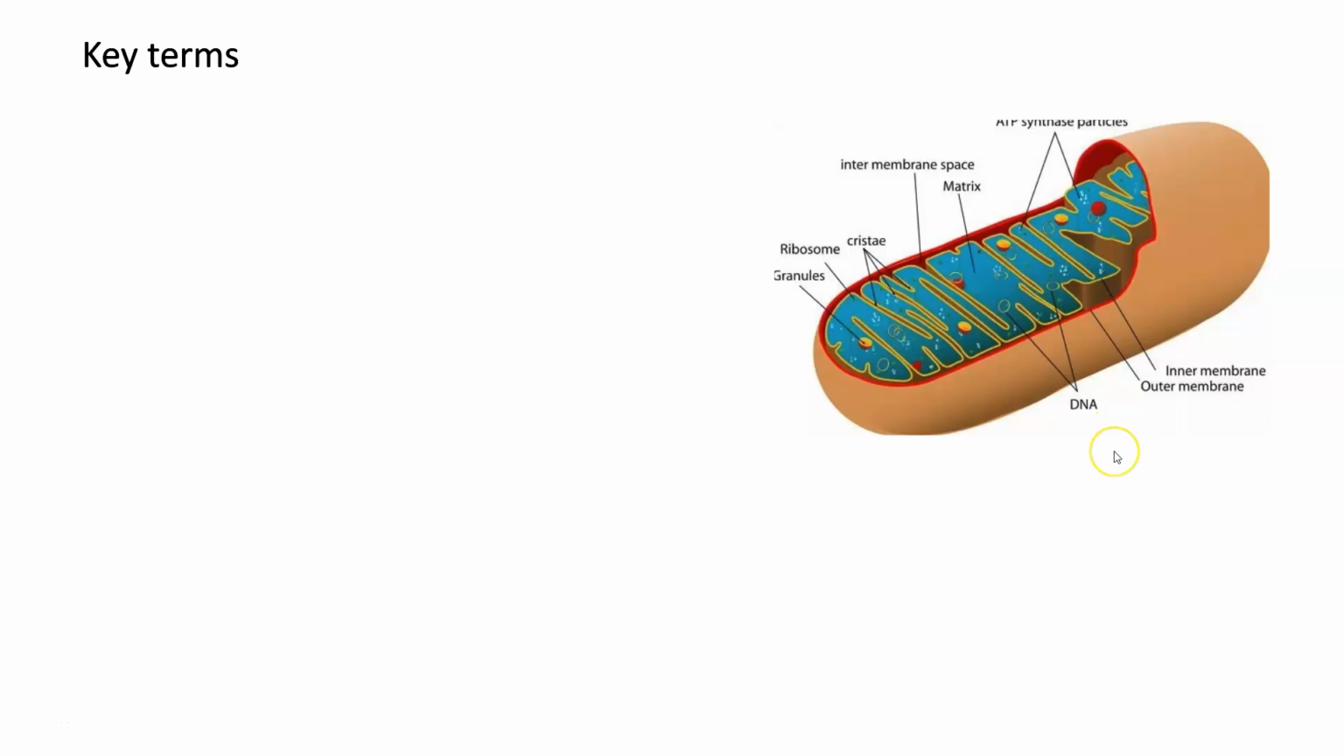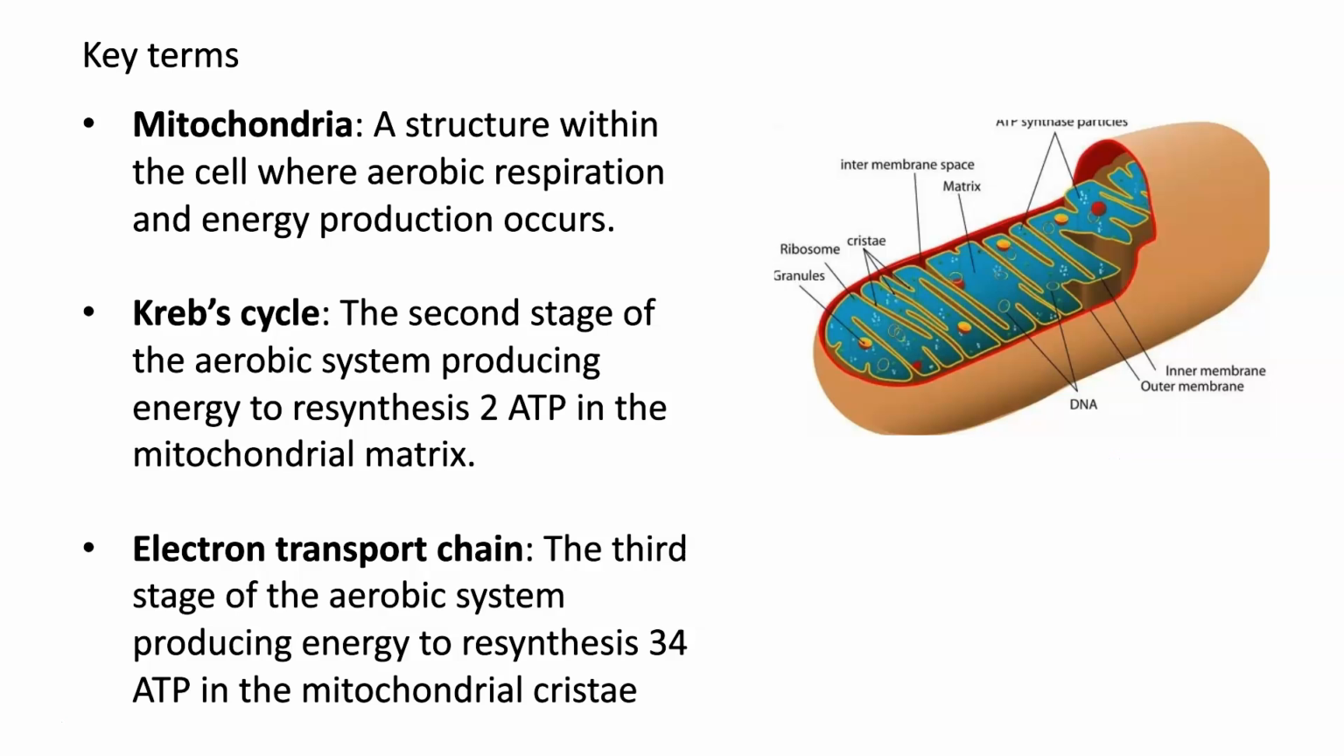So, key terms that we must be aware of for the aerobic energy system, specifically this screencast, are these here. First of all, mitochondria. Mitochondria is where aerobic energy production takes place. This here is a mitochondria, and it is the cell where aerobic respiration and energy production occurs. We specifically need to be really aware of the mitochondria matrix and the mitochondria cristae, because this is where two of the sections or processes take place.